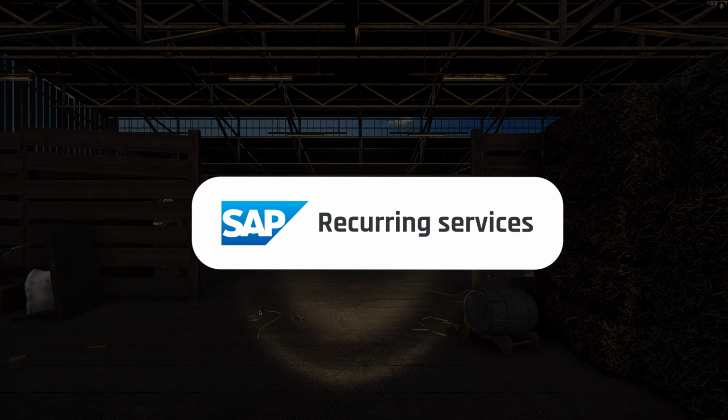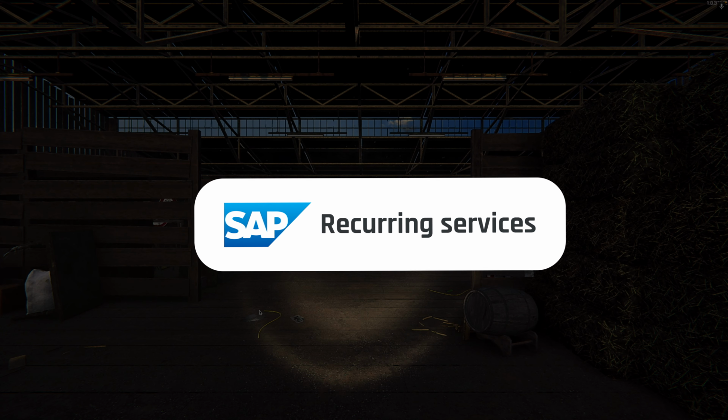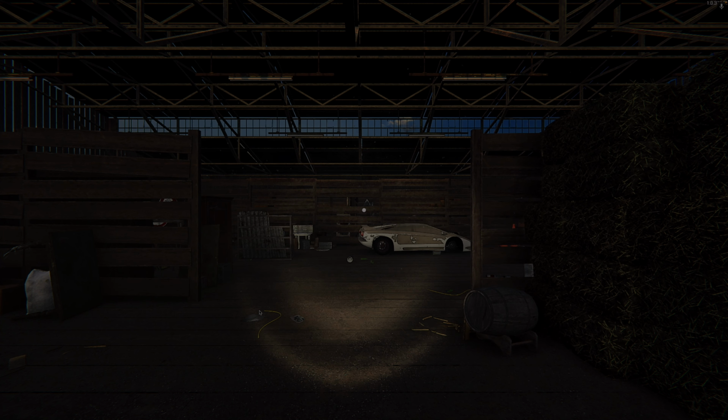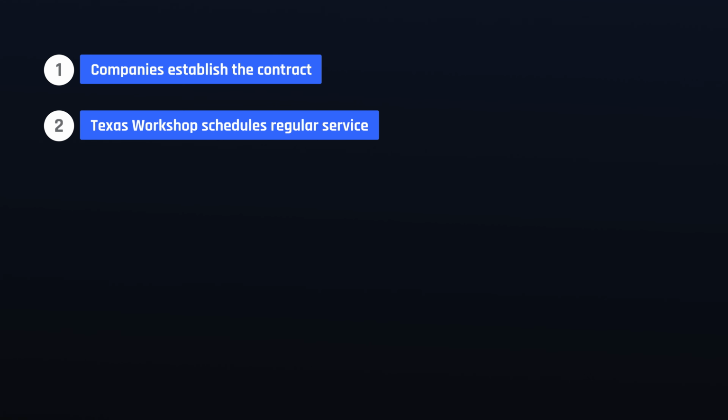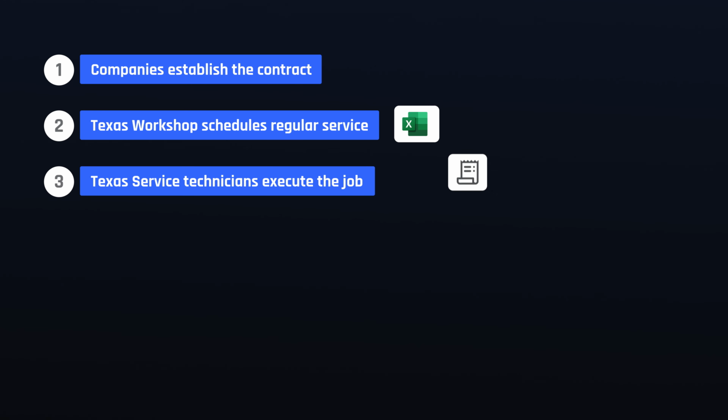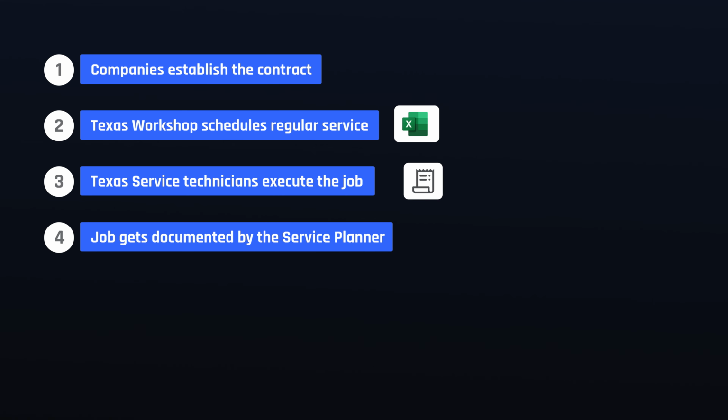Before I show you how it could work with S4HANA Service, let's have a quick recap of the as-is situation of the business process. So the contract between both companies is established once for the whole year. Texas Workshop schedules monthly service for their technicians. They do it now with Excel and paper forms. A paper-based job card is then handed over to a service technician. He goes to the barn, performs the job, and captures the results on paper. The job card is passed back to the service planner. He enters the information in the Excel.